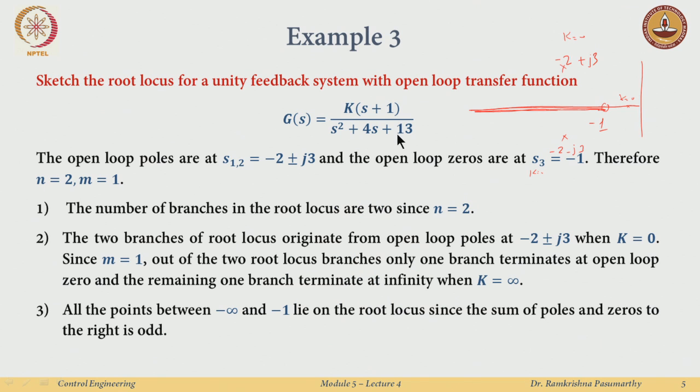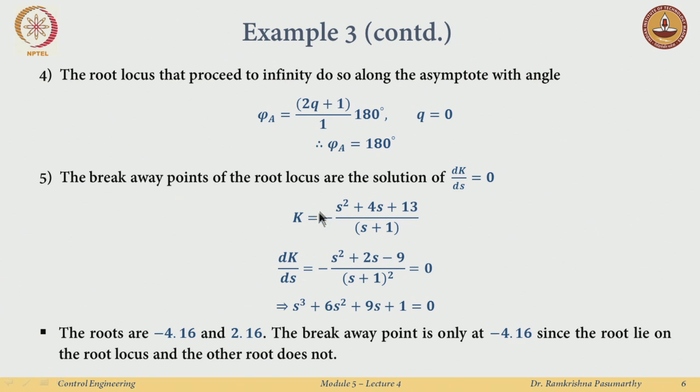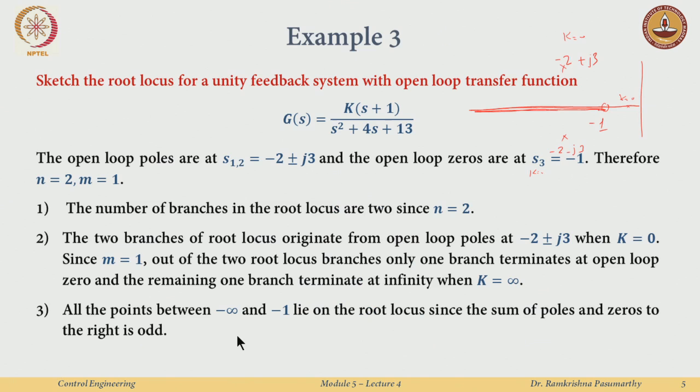Well, do these branches really meet at some point and then go away? I can find that by setting dk by ds equal to 0, and the solutions would be -4 and 2. I'm not really interested in this one, as this point does not really lie on the root locus. I'm not ignoring it because it's an unstable region. I'm ignoring it because the root locus still tells me that I just cannot go here.